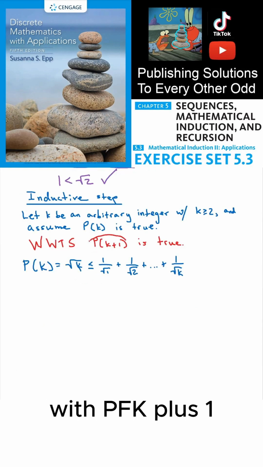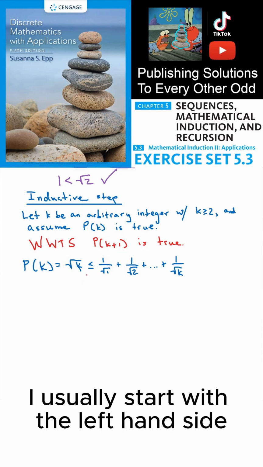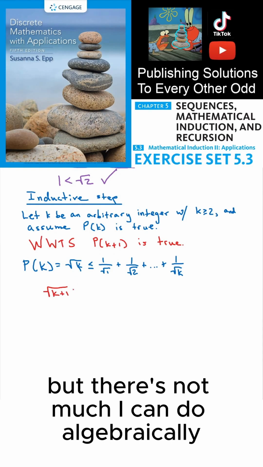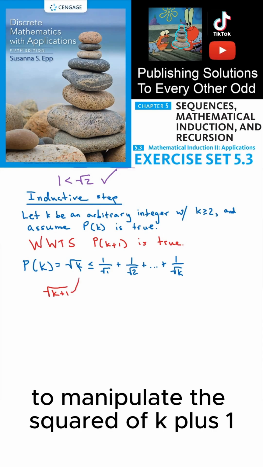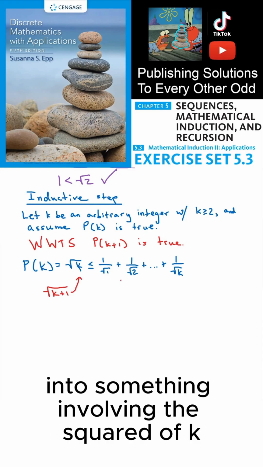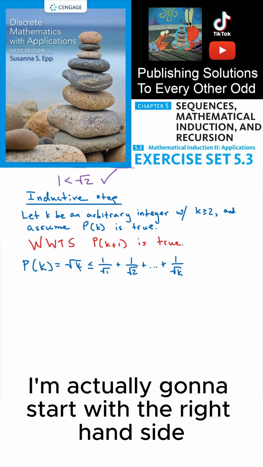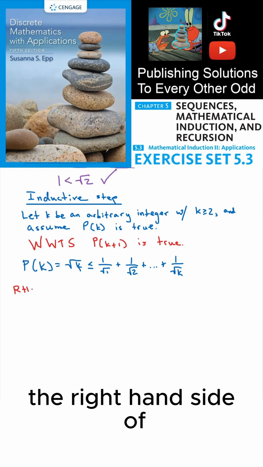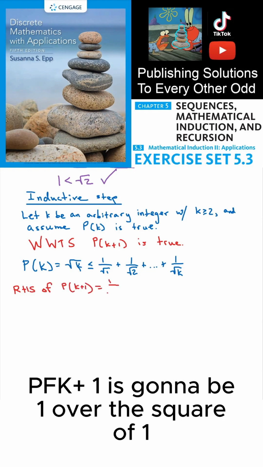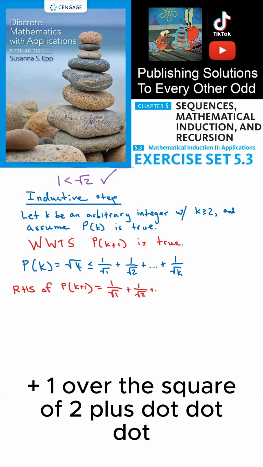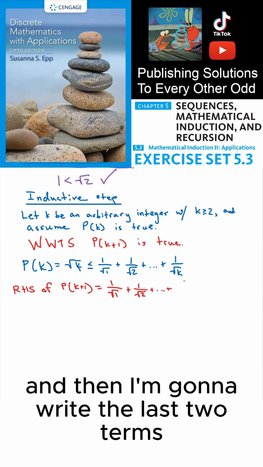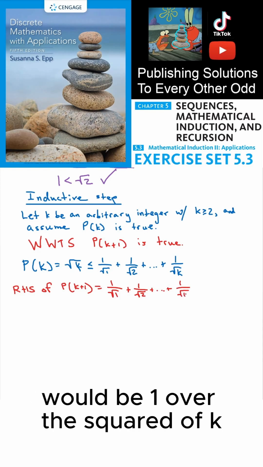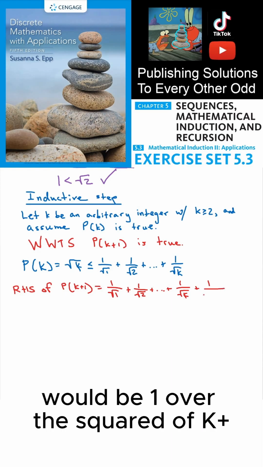Now, normally with P of k plus 1, I usually start with the left-hand side, which would be the square root of k plus 1. But there's not much I can do algebraically to manipulate the square root of k plus 1 into something involving the square root of k. Because of that, I'm going to start with the right-hand side of P of k plus 1. I'm going to write that out. The right-hand side is 1 over the square root of 1 plus 1 over the square root of 2 plus ... And then I'm going to write the last two terms of this series. The second to last term would be 1 over the square root of k, and then the last term would be 1 over the square root of k plus 1.